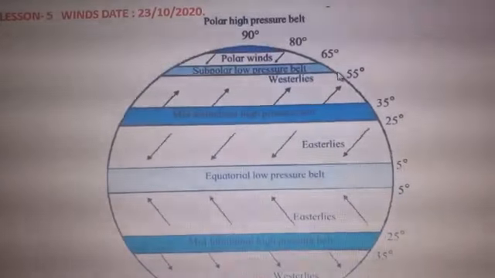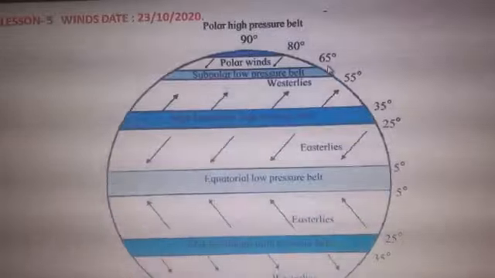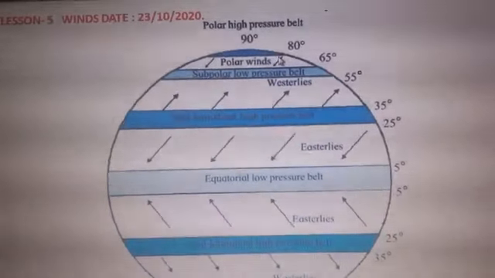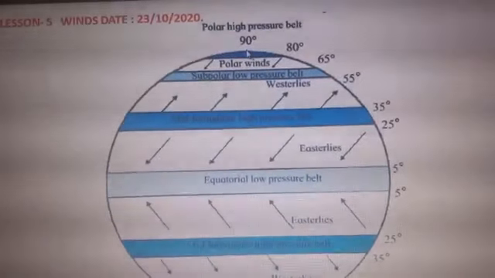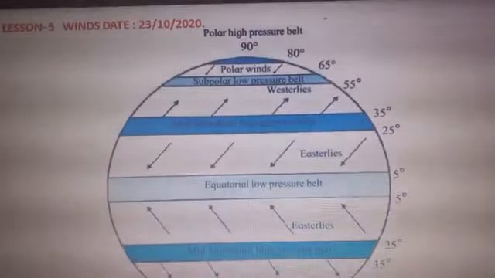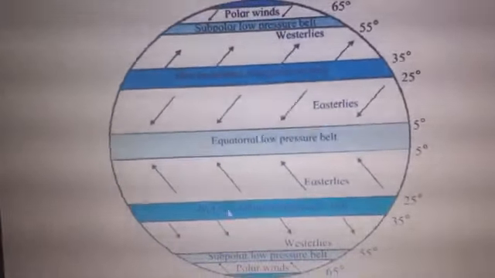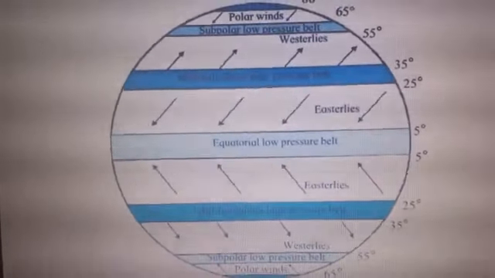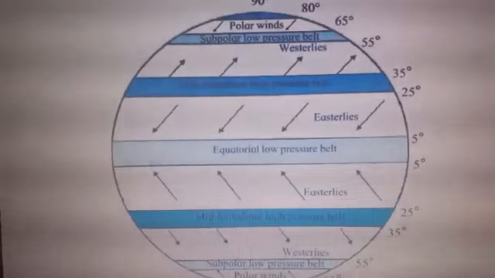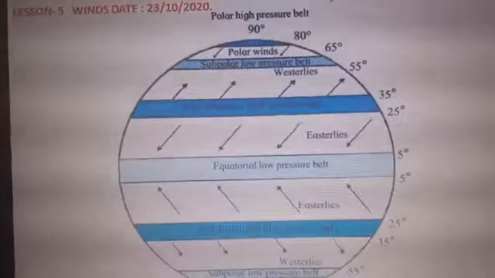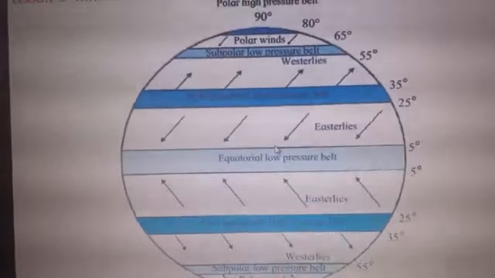Then we have the 55 to 65 degrees subpolar low pressure belt, and then between 80 degrees and 90 degrees we have the polar winds, right? That is the polar zone. This is the Arctic Ocean zone, and in the same way we have it in the southern hemisphere also. This is the Antarctica continent. Both the poles are covered with ice. So this is the diagram which is showing the winds.